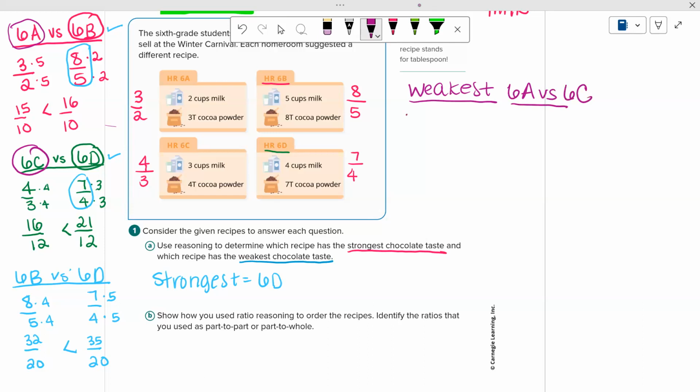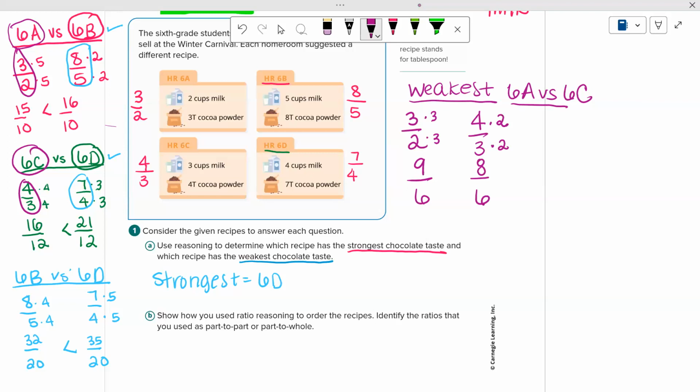So 6A was 3 halves, and I'm going to use 4/3 for 6C. If you said the common denominator is 6, you would be correct. You could also use a common denominator of 12, 24. Any multiples of these that are the same will work, but the 6 is easiest to work with. So I know 2 times 3 is 6, so I have to multiply our numerator by 3. And that would be 9. 3 times 3 is 9. 3 times 2 is 6, so I have to multiply my numerator by 2, and I get 8.